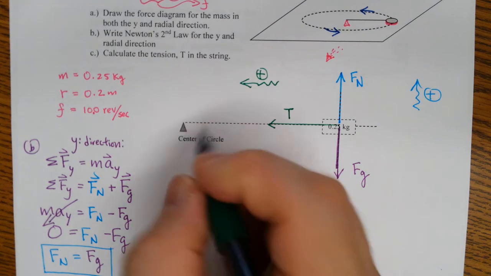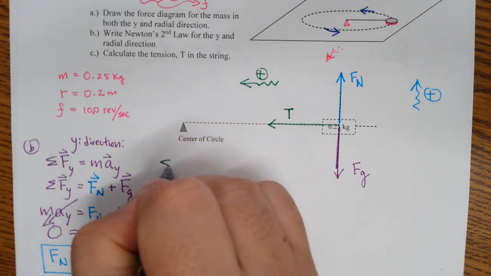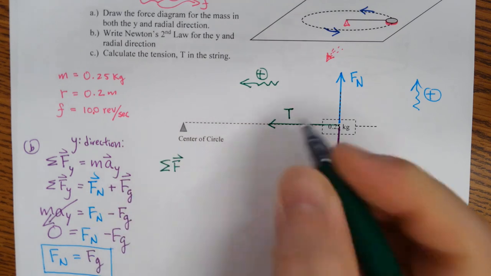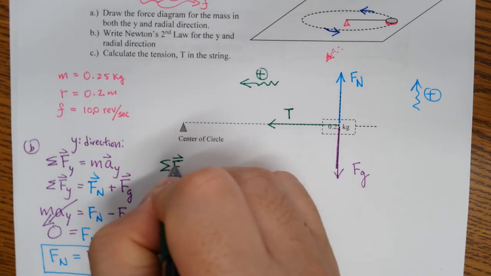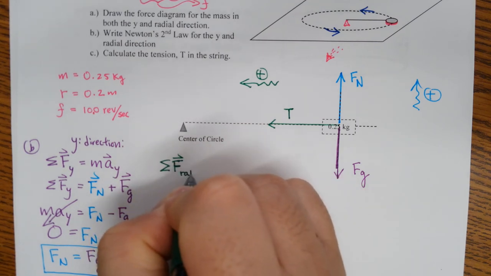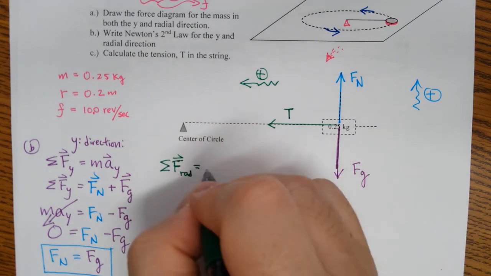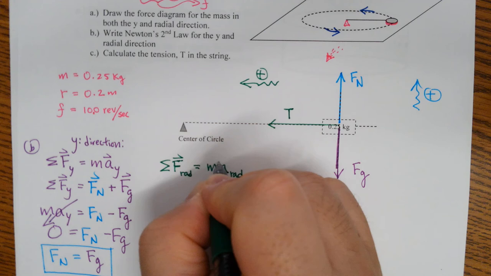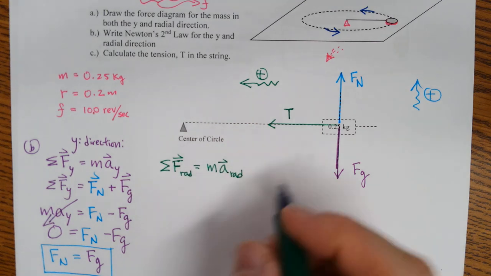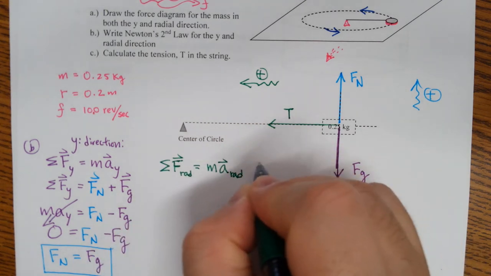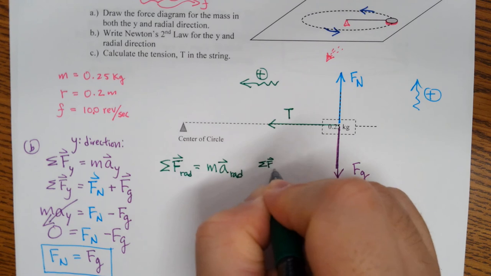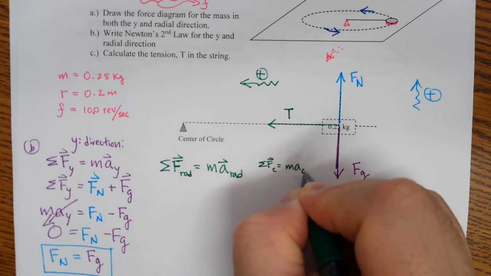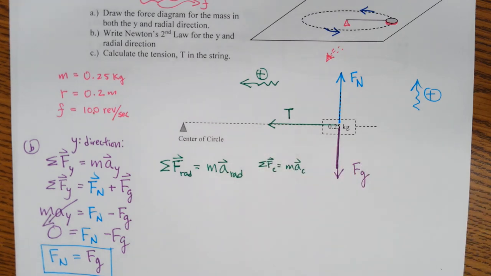Well, what about the x direction? So sum of all forces in the radial direction, I'm going to write down radial, is equal to m a radial. If you don't want to write down rad all the time, you could say sum of all force C is equal to m a C. That's also acceptable. You could do it that way as well.